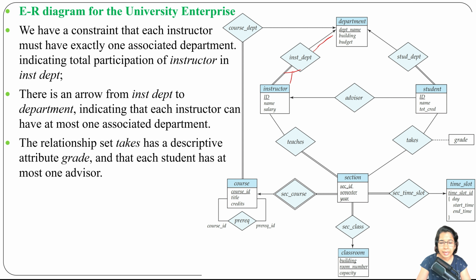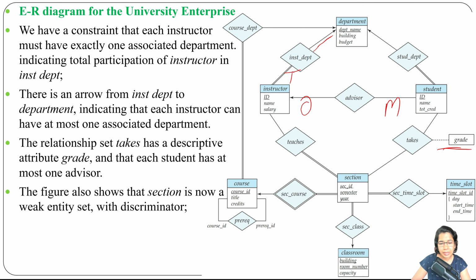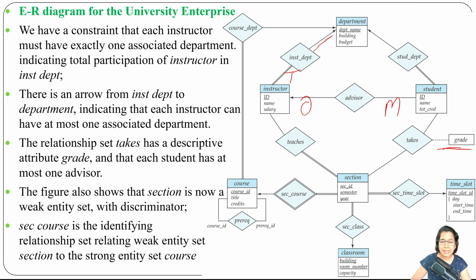The relationship takes has a descriptive attribute grade, and each student has at most one advisor. Here this side is one, this side is many. So there can be many students for one instructor. Each student has at most one advisor, meaning it may have 0 advisors or 1 advisor. And section is the weak entity set with discriminator section ID, semester and year. Section course is the identifying relationship that relates the weak entity set to its strong entity set, that is course.